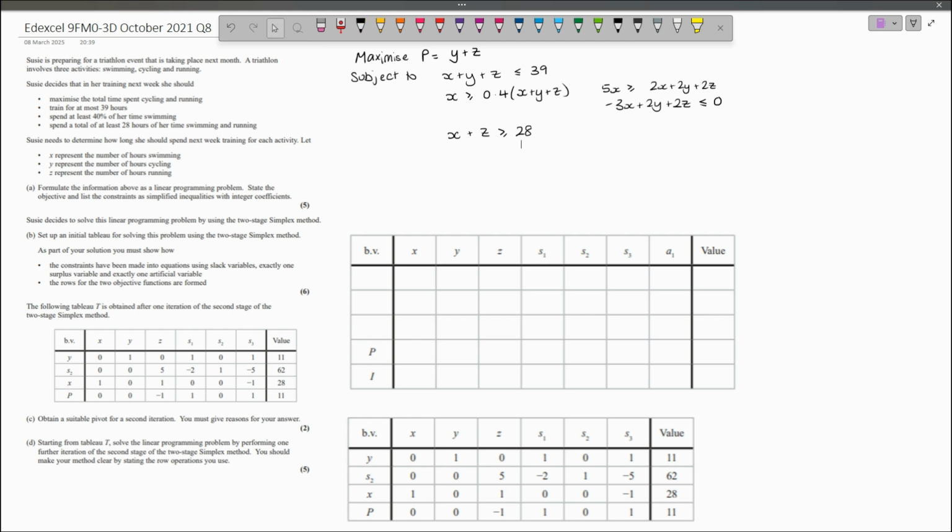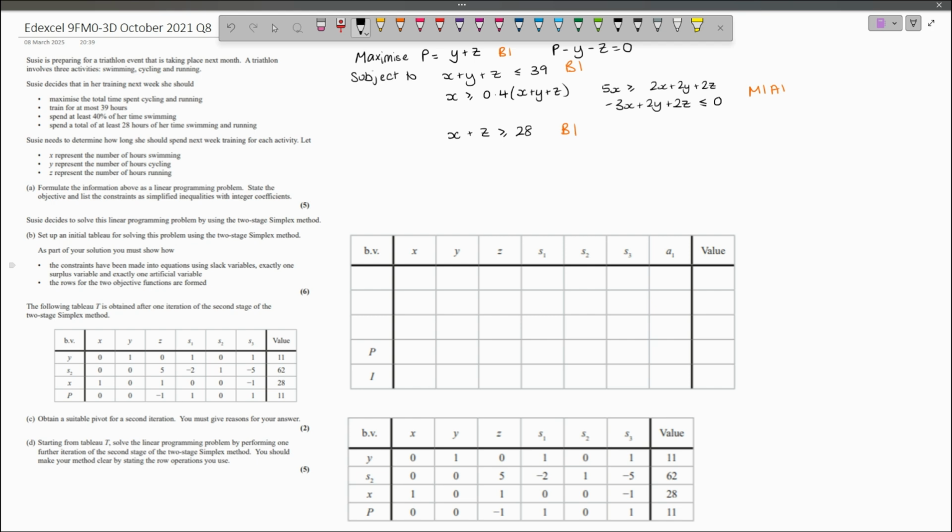So how would the marks have been awarded for this question? Well, we've got an independent accuracy mark for giving x plus y plus z is less than or equal to 39. We've got an M1A1, a method mark and an accuracy mark, for this inequality here. An independent accuracy mark for x plus z is greater than or equal to 28. And then an independent accuracy mark for P is equal to y plus z. Although we do need to rearrange P in order to apply the simplex algorithm, we need to rearrange it to get P subtract y subtract z is equal to 0.